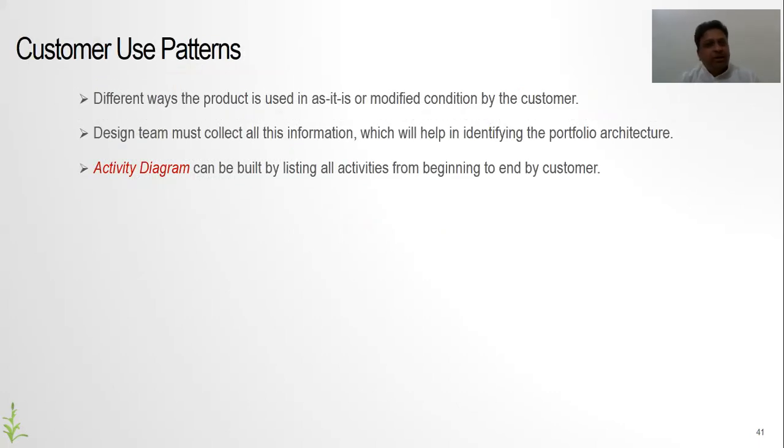Customer use patterns: the different ways the product is used by the customer, as it is or in a modified condition. The design team must collect all this information, which will help in identifying the portfolio architecture. An activity diagram can be built by listing all activities from the beginning to the end of the customer's use.